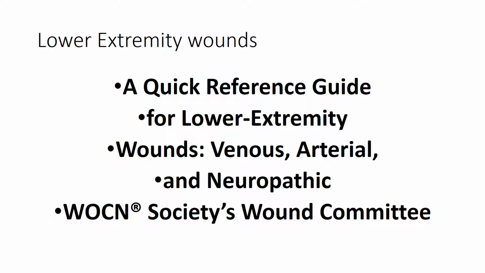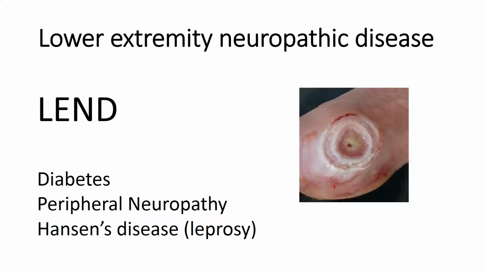This is review. We talked about the lower extremity wounds quick reference guide put out by the WOCN Society. This is used to differentiate the different wounds between venous, arterial, and neuropathic. For review, we talked about lower extremity neuropathic disease, which is LEND. These patients usually have diabetes, peripheral neuropathy, or Hansen's disease, known as leprosy.